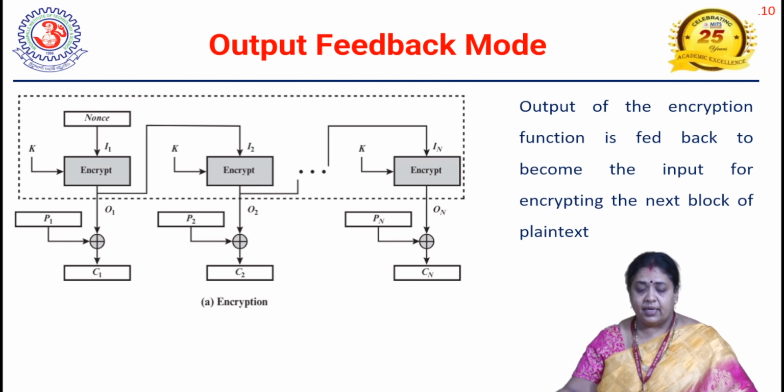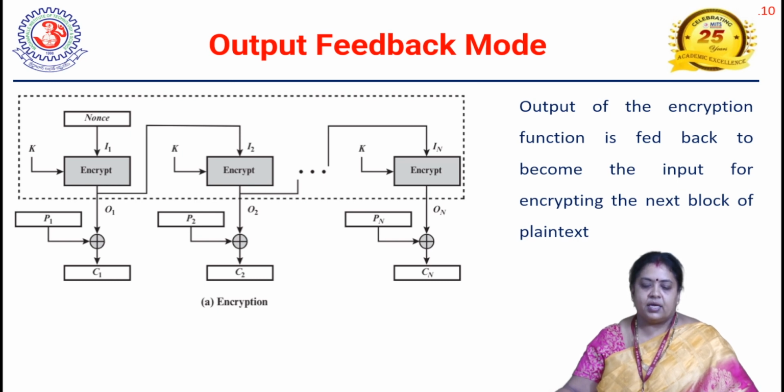Try to recollect the cipher feedback mode. In the previous mode, we encrypted, that is XORed with the plain text block, and we get the cipher text. That cipher text is placed in place of the S bits, that is the rightmost S bits. But here the output is directly given to the next block before going to perform the XOR operation. That is the output feedback mode, and the scenario is the same.